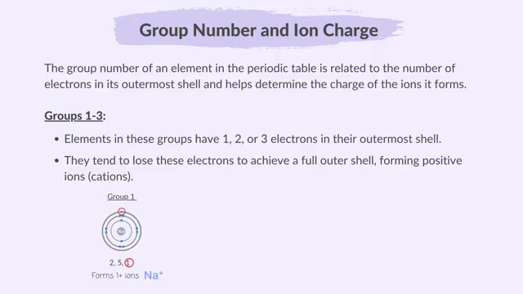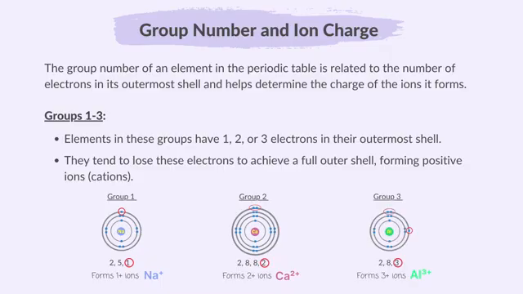Group 1 elements have 1 electron in their outer shell and form 1+ ions, for example Na+. Group 2 elements have 2 electrons in their outer shell and form 2+ ions, for example Ca2+. And group 3 elements have 3 electrons in their outer shell and form 3+ ions, for example Al3+.